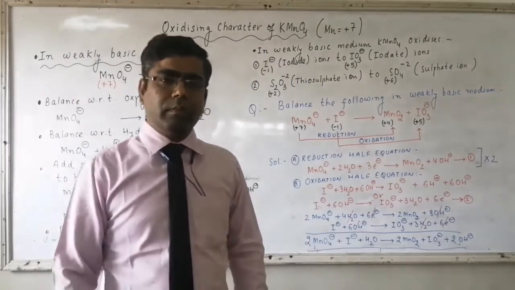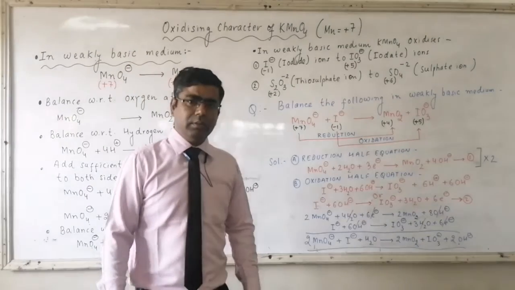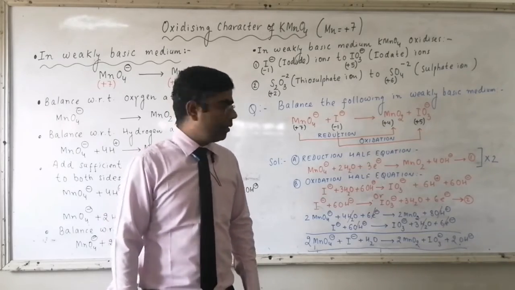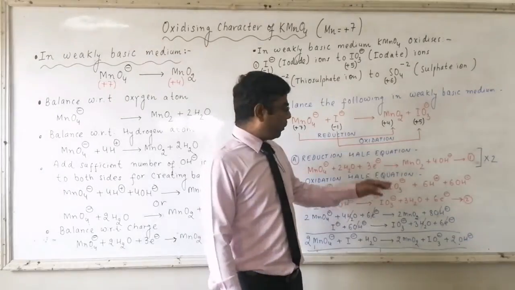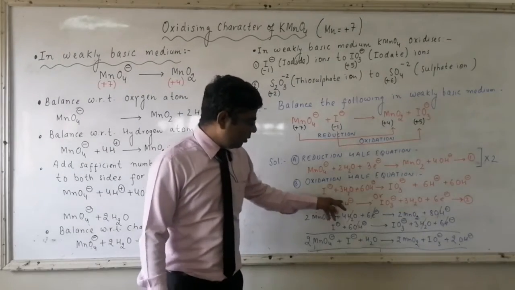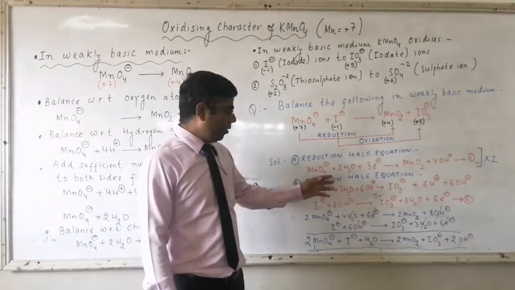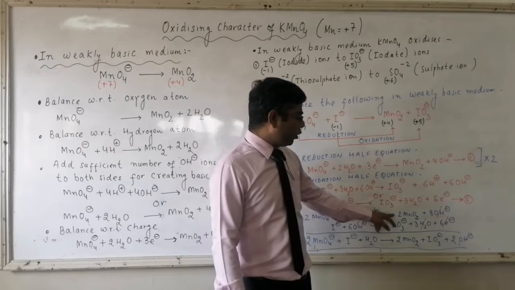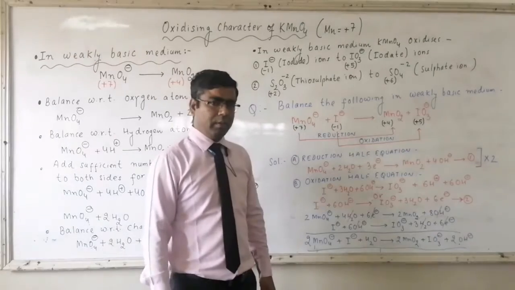Now the last step. We have to equate loss of electrons with gain of electrons. How to equate? Here we have only 3 electrons gained and 6 electrons lost. So multiply equation number 1 by 2 and add it to equation number 2. We will have 2MnO4 minus plus 4H2O plus 6 electrons gives you 2MnO2 plus 8OH minus, because the complete equation is multiplied by 2.